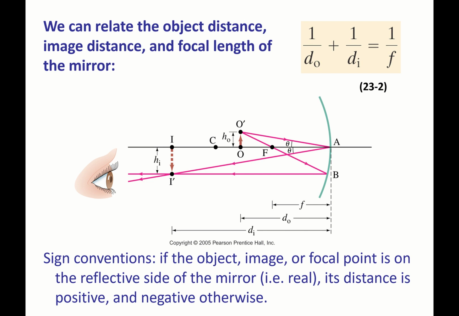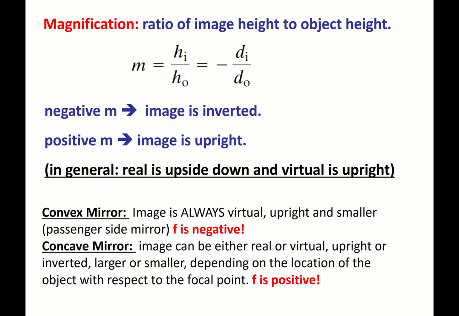We have to be careful with our signs. Anything on the left side of the mirror, we say is real, so it's a positive number, so dO, dI, and F would be positive. If it's on the far side, then we'll call it negative. So for a convex mirror, where the focal point and the center of curvature are on the far side, those numbers would be negative instead of positive.